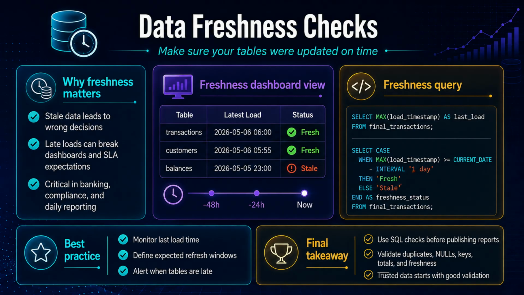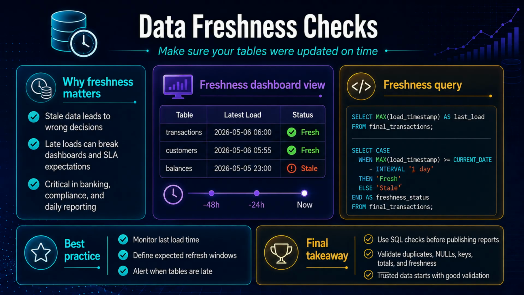In real projects, every critical table should have a defined refresh expectation. For example, transactions may need to be loaded every morning by 6 a.m. Balances may need to be ready before the business report opens. Customer data may need to be refreshed before downstream jobs start. A strong production process should monitor the last load time, define clear refresh windows, and trigger alerts when important tables are late. The final takeaway is simple.